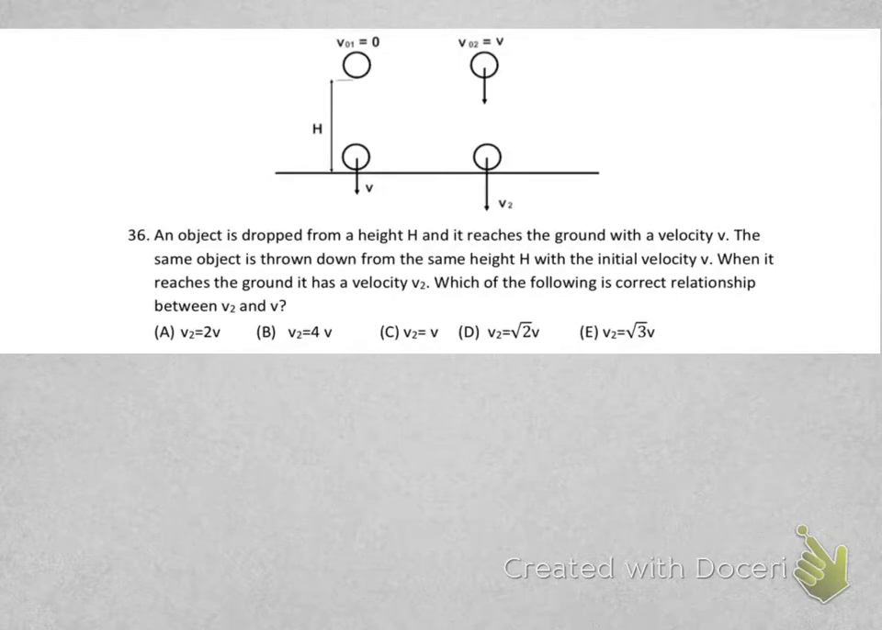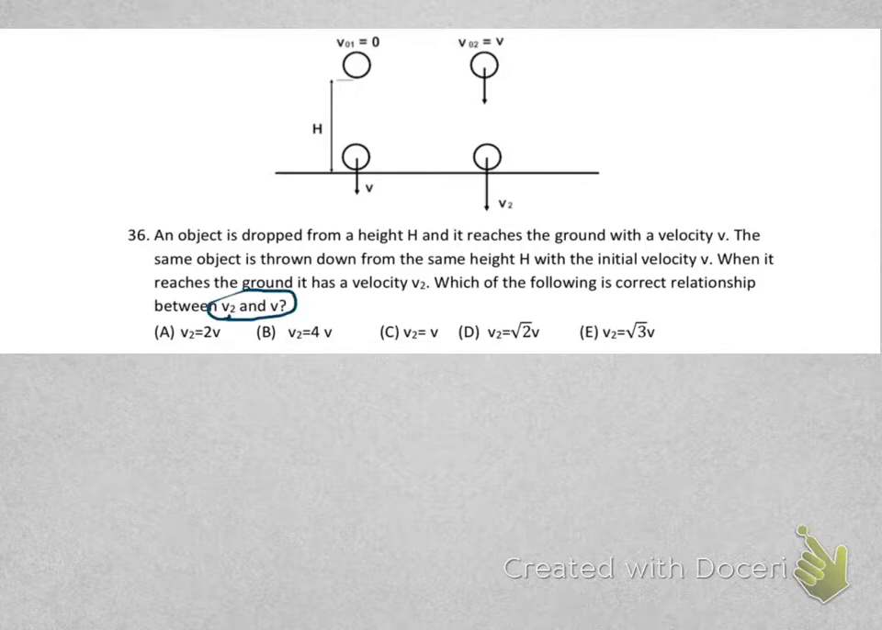An object is dropped from height h and reaches the ground with a velocity v. The same object is thrown down from the same height h with the initial velocity v. When it reaches the ground, it has a velocity v2. Which of the following is the relationship between v2 and v1?